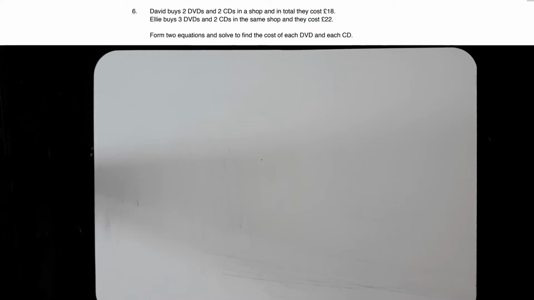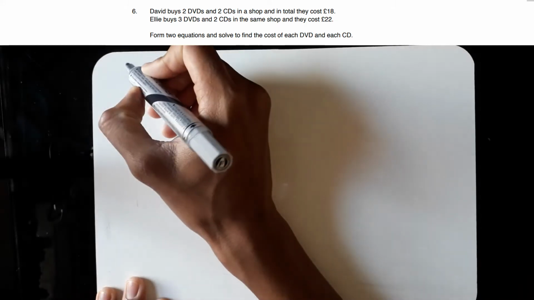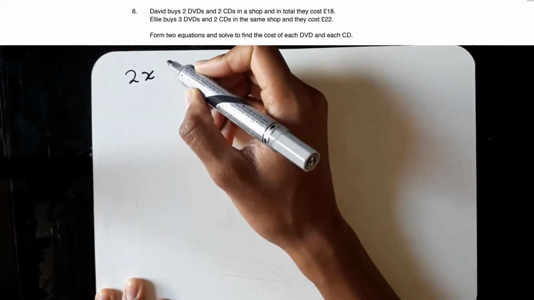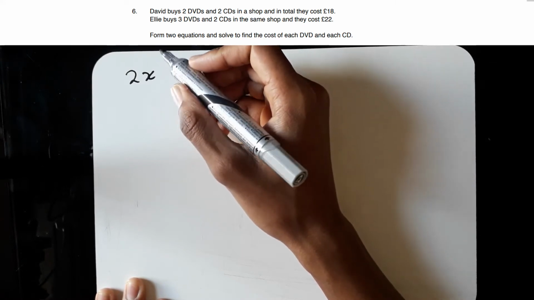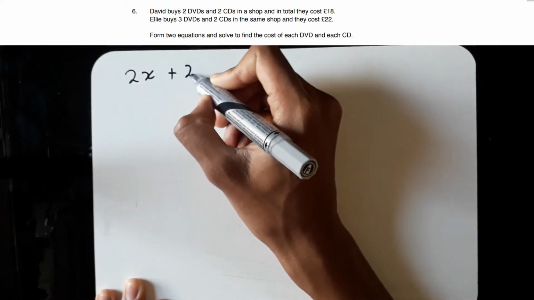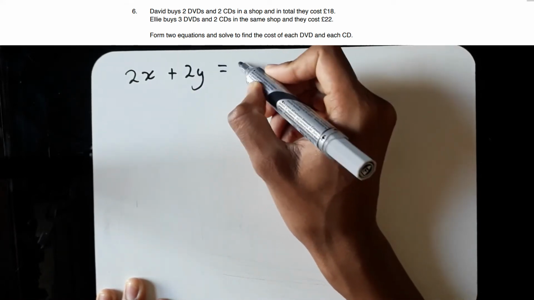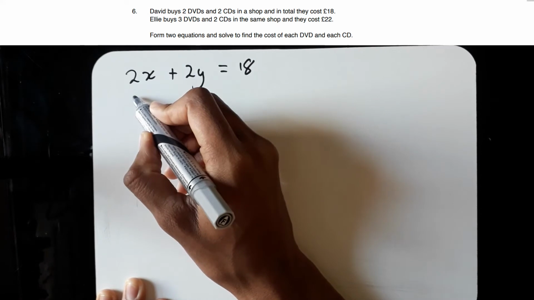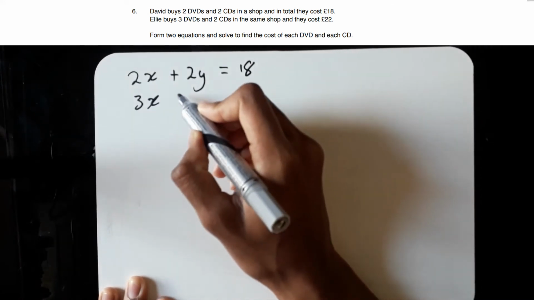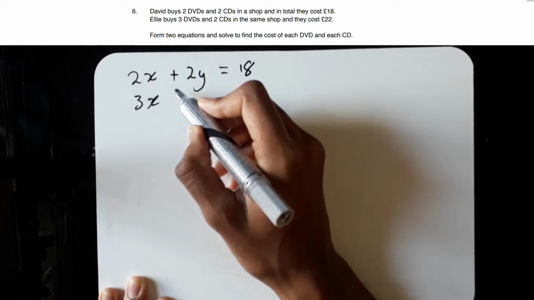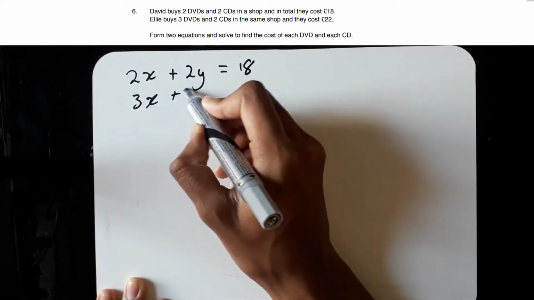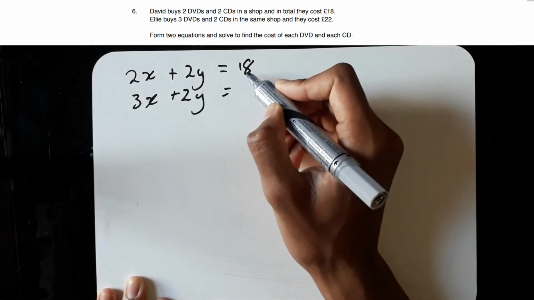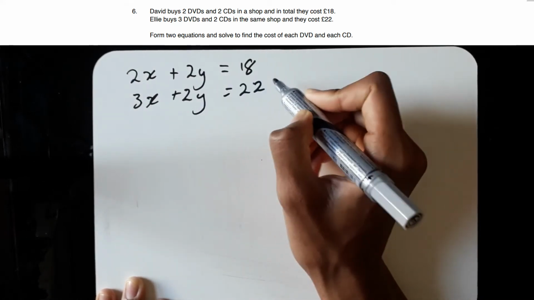So basically, the CDs and the DVDs are variables, so we could just replace them as x and y. The first equation is going to be 2x plus 2y is equal to 18. And the second equation is going to be 3x, because DVDs are x, and 2y is equal to 22.